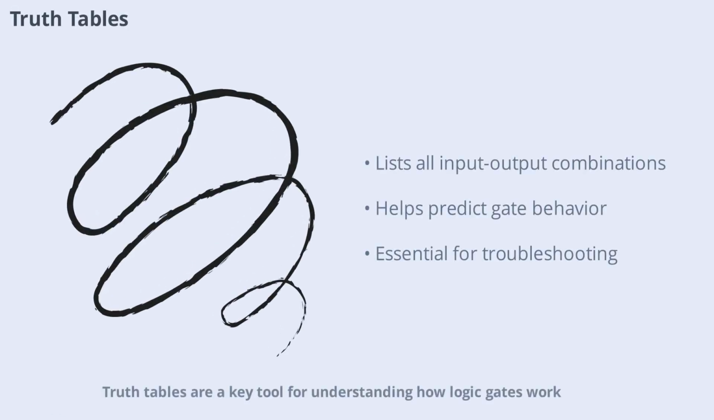Truth tables are a key tool for understanding how logic gates work. They list all possible input combinations and the corresponding output for a gate. By studying truth tables, you can predict the behavior of any logic gate in a circuit. This makes them invaluable for designing and troubleshooting digital systems. Truth tables provide a clear, organized way to see how inputs relate to outputs, making logic much easier to grasp.